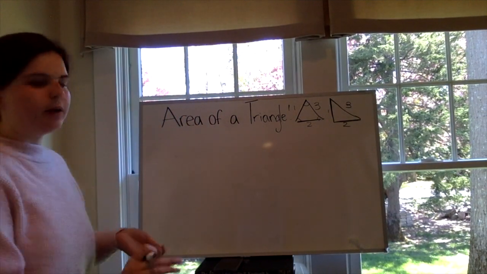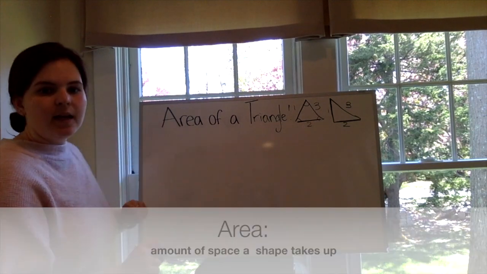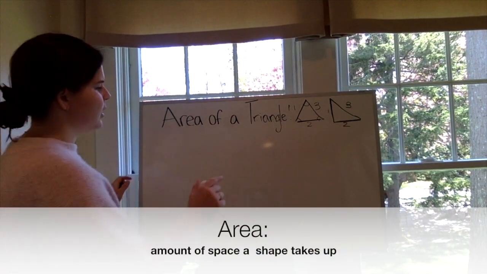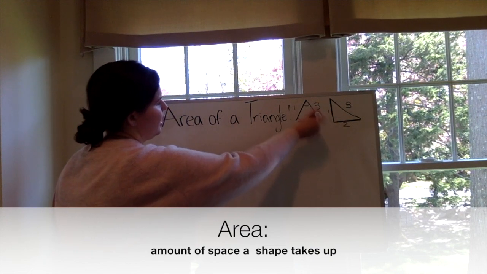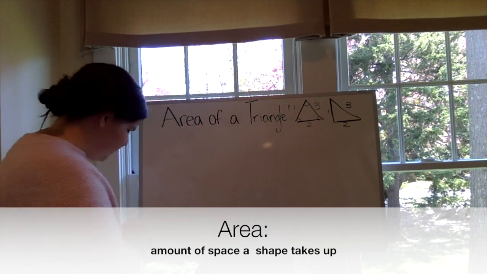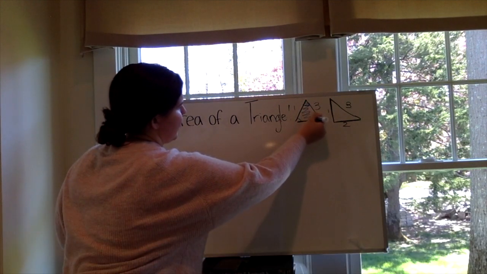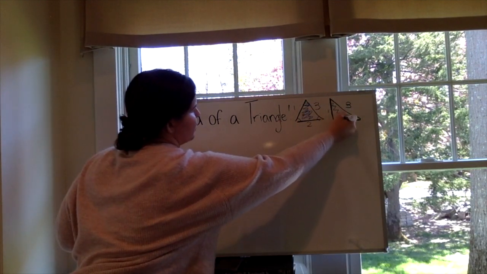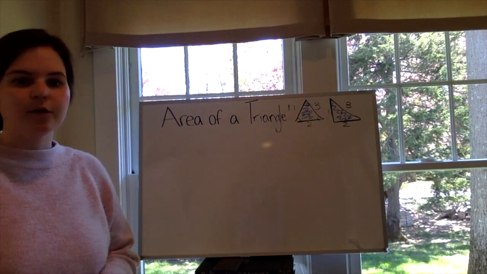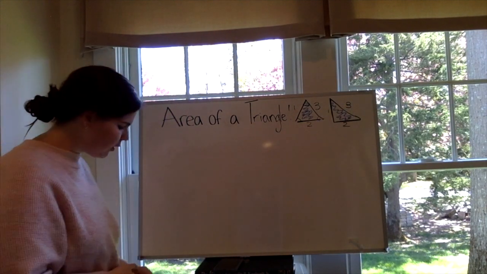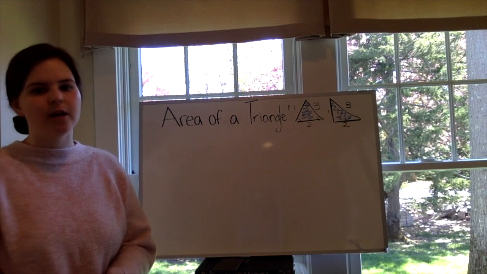Our other key vocabulary word for today is area. An area is the amount of space enclosed within a shape. So our area of a triangle, everything inside. The amount of space an object takes up. Great. Okay. So now that we've gone over some key vocabulary, we're ready to start.